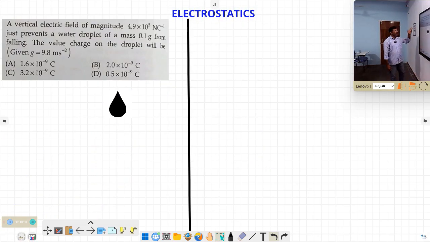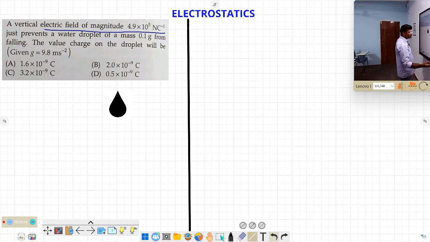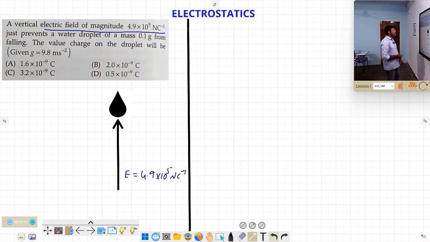Now look at one of the important model problems. A vertical electric field of magnitude 4.9 × 10^5 N/C is applied. Vertically means upward direction. So we are applying the electric field like this. The value of this electric field is E = 4.9 × 10^5 N C^-1, applied just to prevent the water drop of mass 0.1 gram from falling.